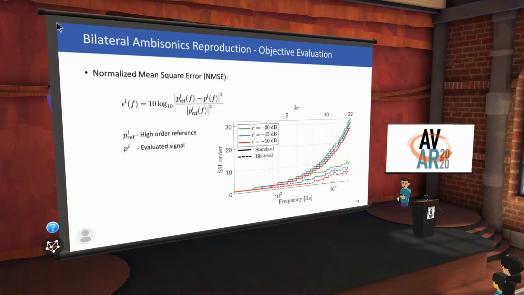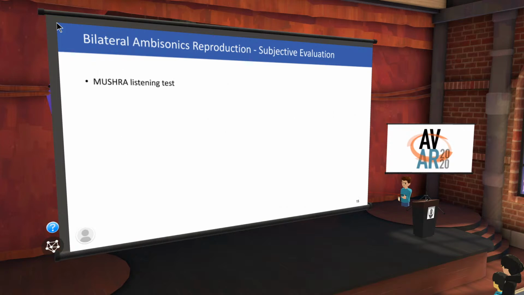For example, at around 5 kilohertz, to get an error of minus 10 dB with the standard reproduction, we need order 8, which corresponds to 81 Spherical-Harmonics coefficients. And with the bilateral ambisonics, we need only order 2, which means 18 Spherical-Harmonics coefficients, because we need two different ambisonic signals for the left and right ears. So it's twice 9 coefficients.